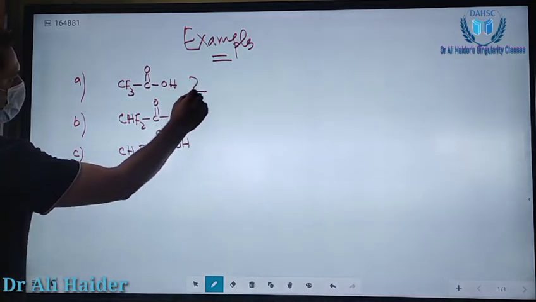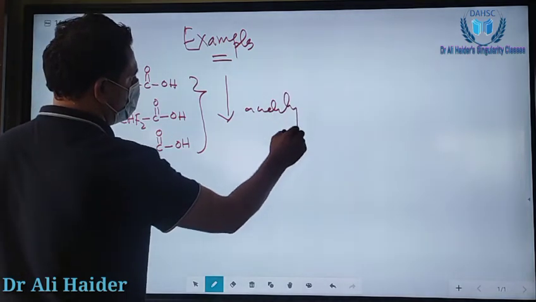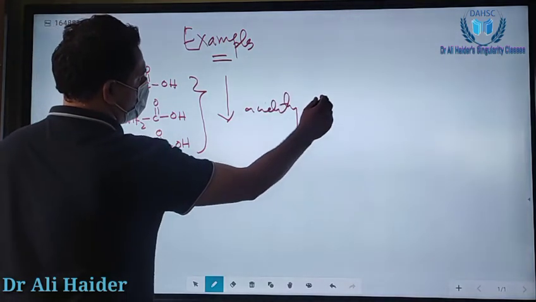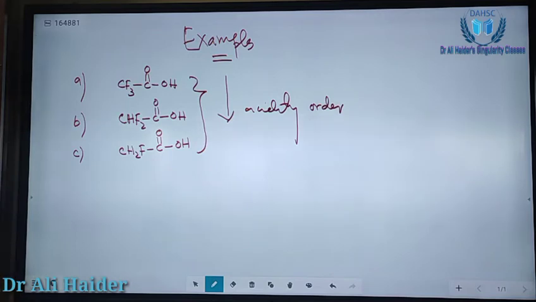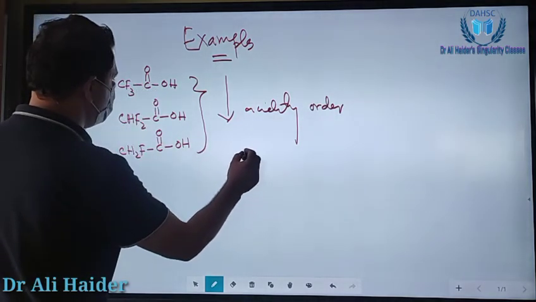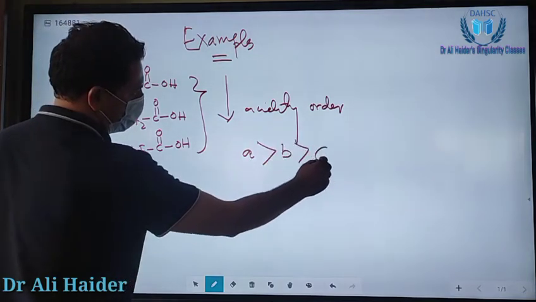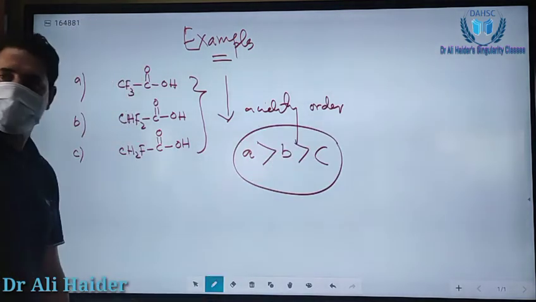If I ask you to give a decreasing acidity order, so what will be the decreasing acidity order? Which one will be more acidic? A obviously. Why? Because it has got 3 electron withdrawing groups. As a result, this OH bond will be highly weakened. It will easily give H plus ion. So A will be more acidic than B, which will be more acidic than C. You got it?